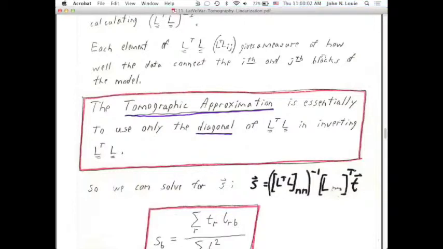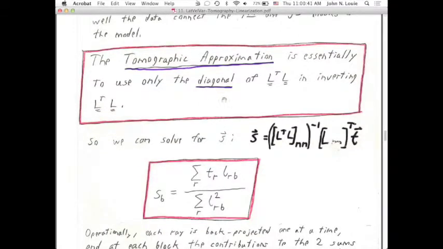I think it was probably his student Gene Humphreys, who's now at the University of Oregon, who first expressed this in this matrix format. So the tomographic approximation is to use only the diagonal of L transpose L in inverting L transpose L. So we're going to ignore the off-diagonal terms.